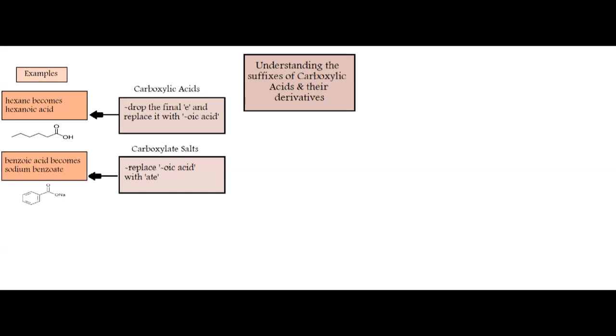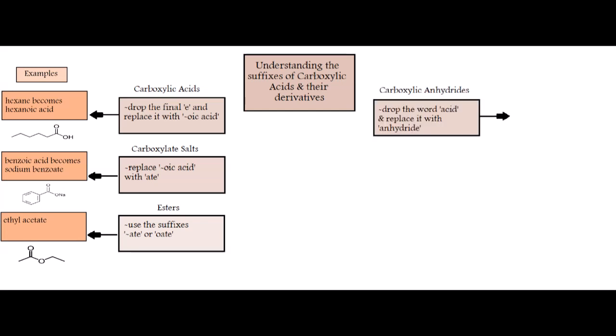Carboxylate salts, we would replace the oic acid with the suffix ate. So benzoic acid, for example, would become sodium benzoate. In esters, you use the suffixes either ate or oate, as in the molecule ethyl acetate. Carboxylic anhydrides, in these you drop the word acid and replace it with the word anhydride. So that's fairly straightforward. And so, for example, acetic acid becomes acetic anhydride.